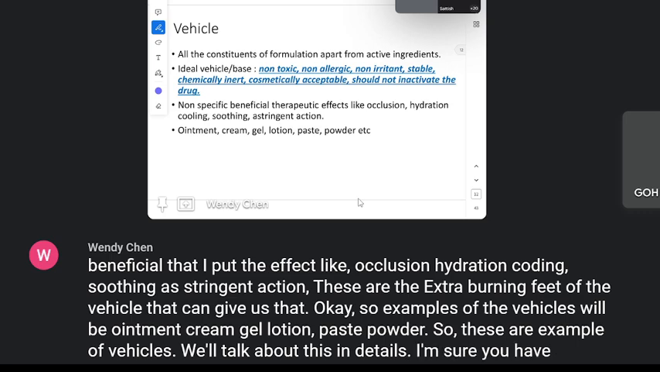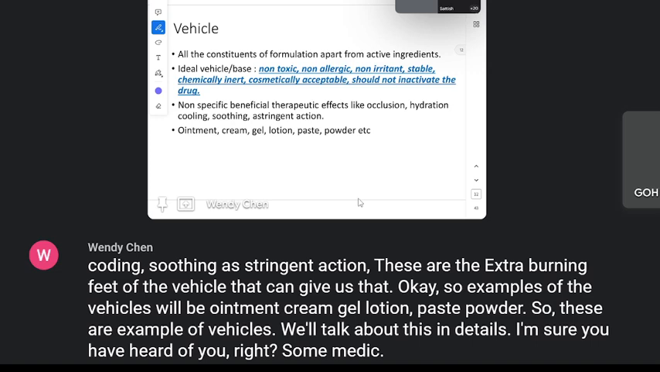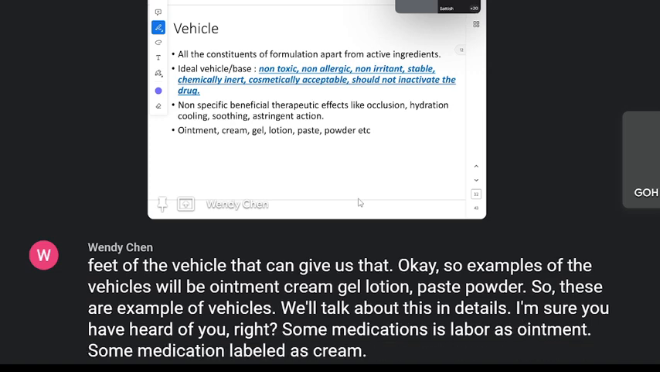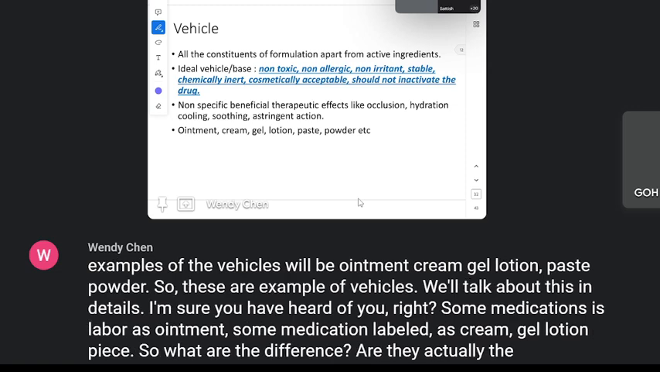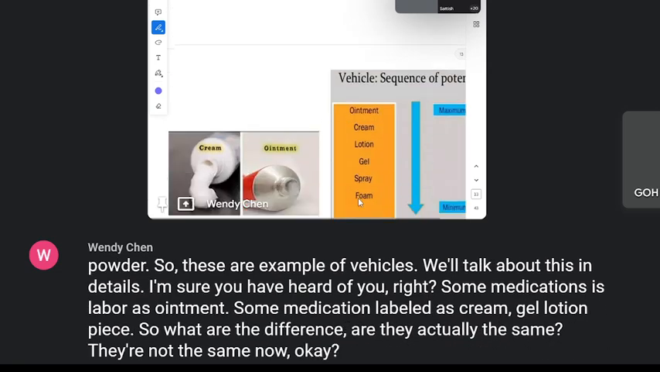I'm sure you have heard of it, right? Some medications are labeled as ointment. Some medications are labeled as cream, gel, lotion, paste. So what are the differences? Are they actually the same? They are not the same, okay?